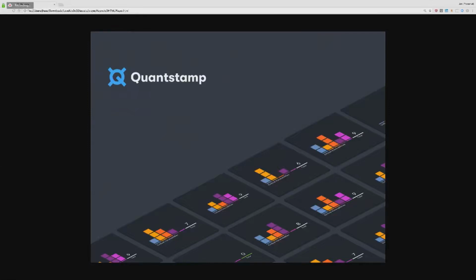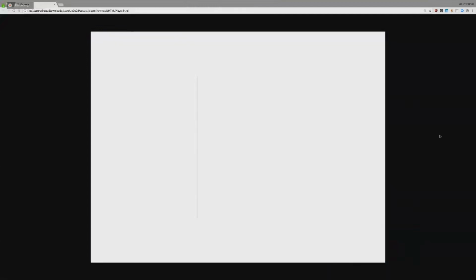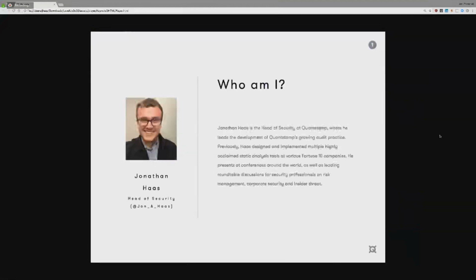As we've covered, my name is Jonathan Hawes. So who am I? I am the head of security at QuantStamp, where I lead our audit practice. QuantStamp is a blockchain security firm specifically focused on smart contract auditing. I'm going to cover what auditing means in a bit, and also what smart contracts means, because those are kind of loaded terms.